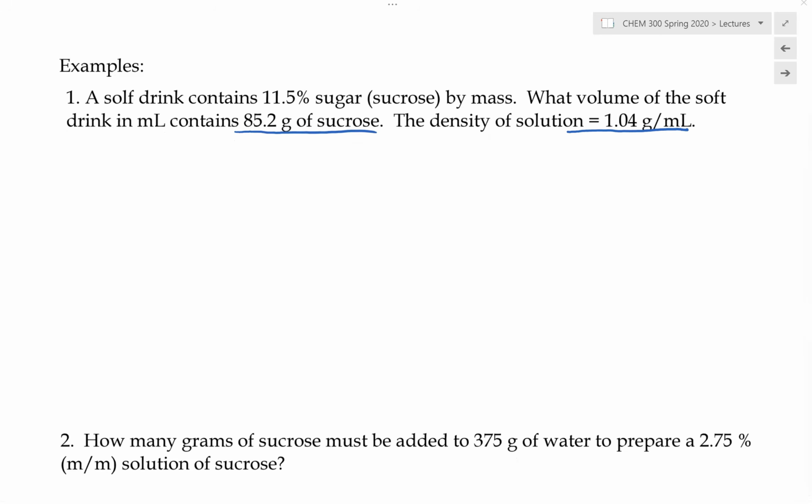Whenever we have this kind of word problem, it's important that we think about dimensional analysis, and we solve this problem using dimensional analysis. That means that we need to know how to use this percent concentration as the conversion factor. So let's follow the guidelines from dimensional analysis and figure out our starting unit and our wanted unit. So in this case, what is the starting unit? The starting unit would then be 85.2 grams of sucrose.